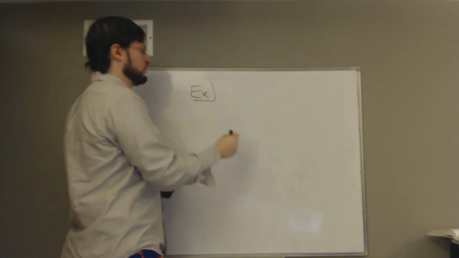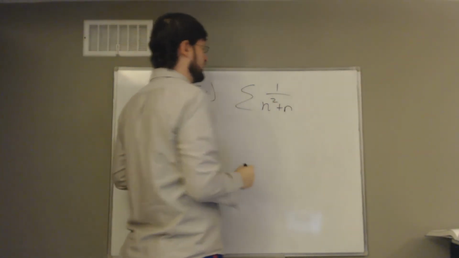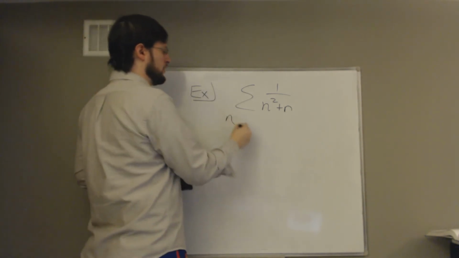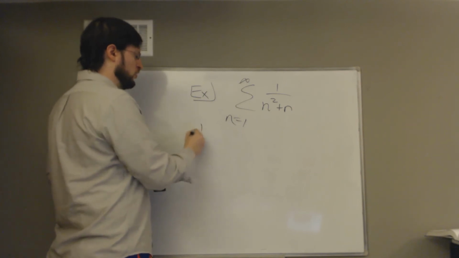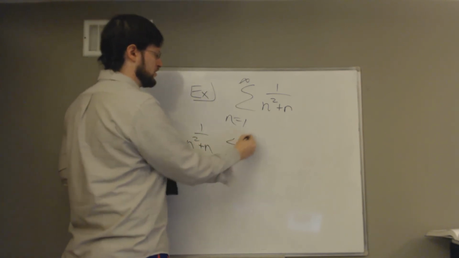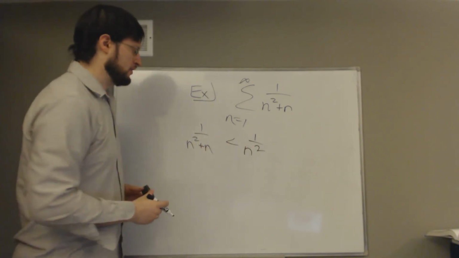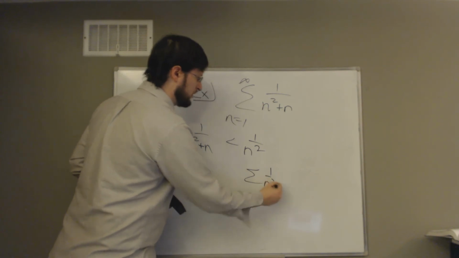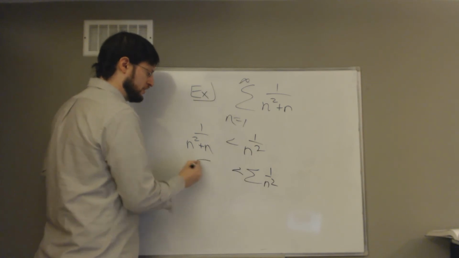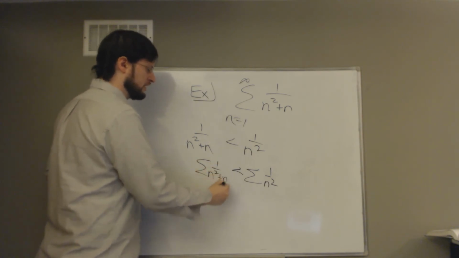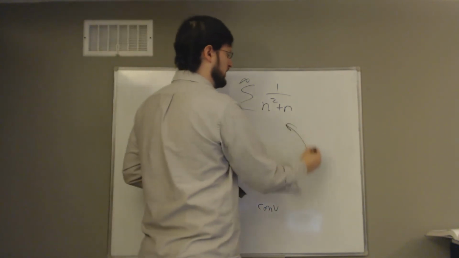We can also do something in the other direction. If I said, what about the sum of 1 over n squared plus 1 from 1 to infinity? Well, then I would say that 1 over n squared plus 1 is actually less than 1 over n squared because I have a bigger denominator now. But the sum of 1 over n squared is a p series with p bigger than 1, so it converges. And so I am now less than a convergent series. So that means I can conclude that this thing converges.